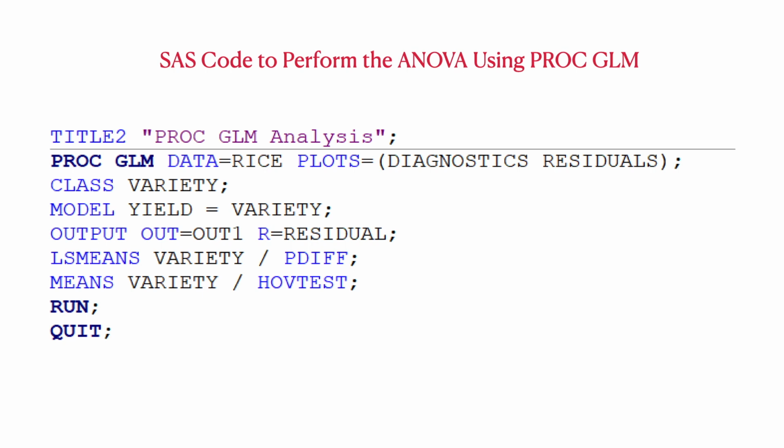The class statement, class variety, tells PROC GLM that the variety variable contains the values for the different varieties. It's identifying the classification variable to PROC GLM. We then specify the model that we're fitting. It's an ANOVA model where yield is the response variable, and then the variety is the explanatory variable. I have an output statement where I'm going to output residuals from this model to an output data set called out1. And then I also have an LS mean statement and a mean statement. We'll talk about those a little bit later.